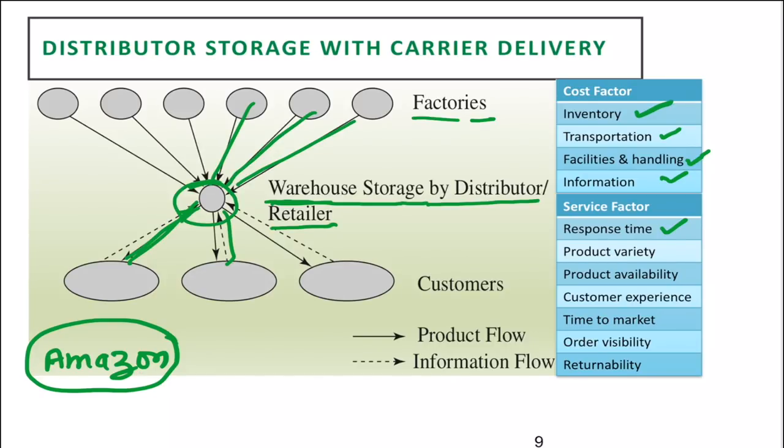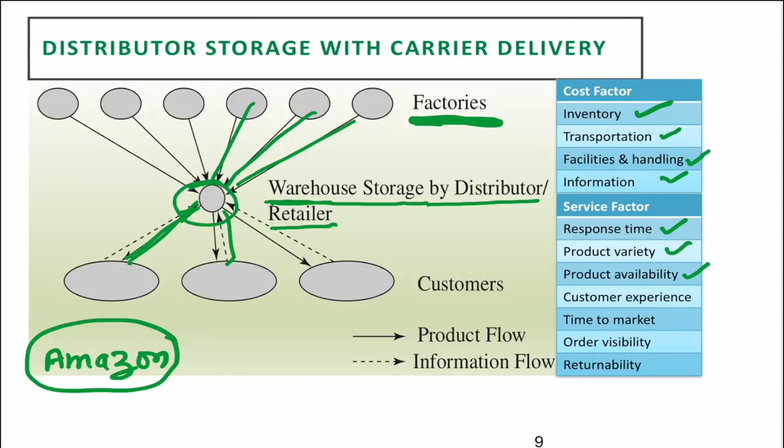So time between order placed and order received, that gap reduces because most of the time Amazon can ship that item or product from the inventory itself. Product variety is going to be lower than the manufacturing storage because there's only so much variety that can be kept at a warehouse. Looking at product availability, if you compare this to manufacturing storage, obviously in this design the same level of product availability will come at a higher cost.